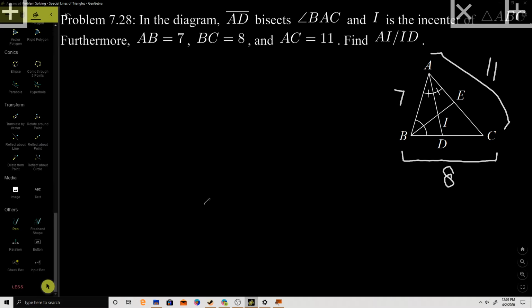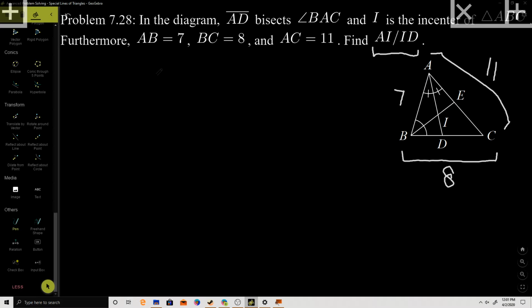Okay, AI over ID. How can I get that as a nice formula that I can work with? Well, AI and ID, well, this ratio makes me think of the angle bisector theorem, especially since we're dealing with angle bisectors. And if we're dealing with the angle bisector theorem, then we're dealing with ratios. So, which triangle could I think of that would have a ratio of AI over ID?